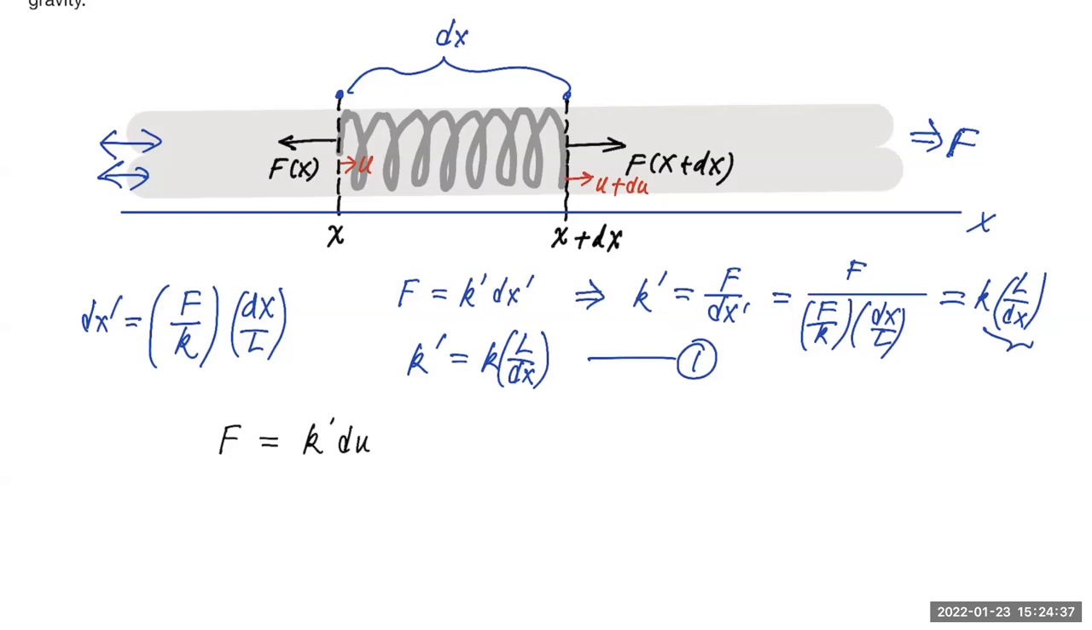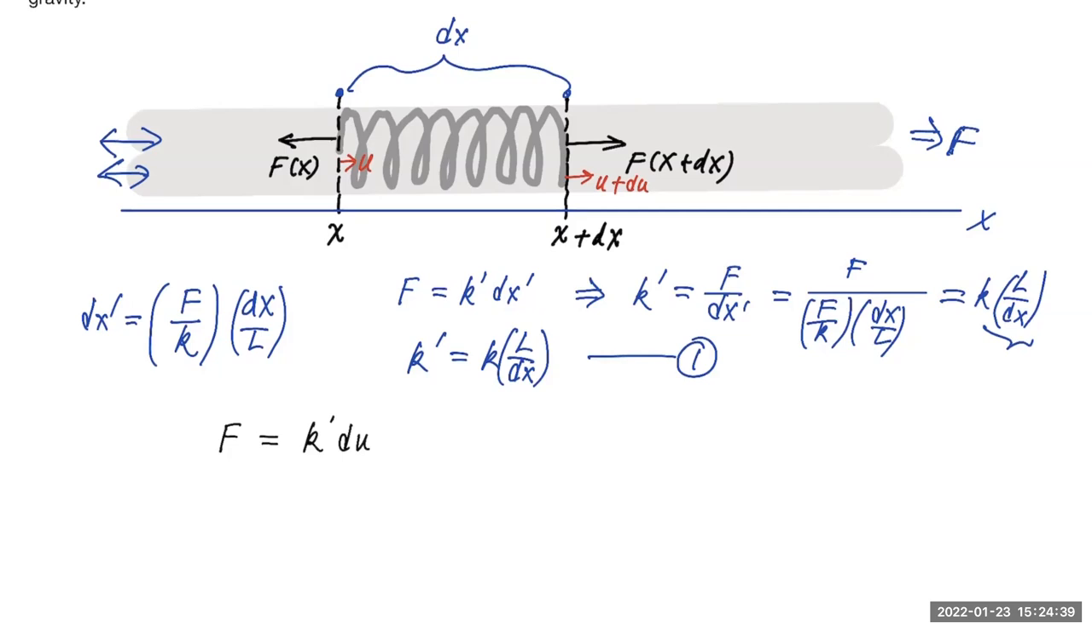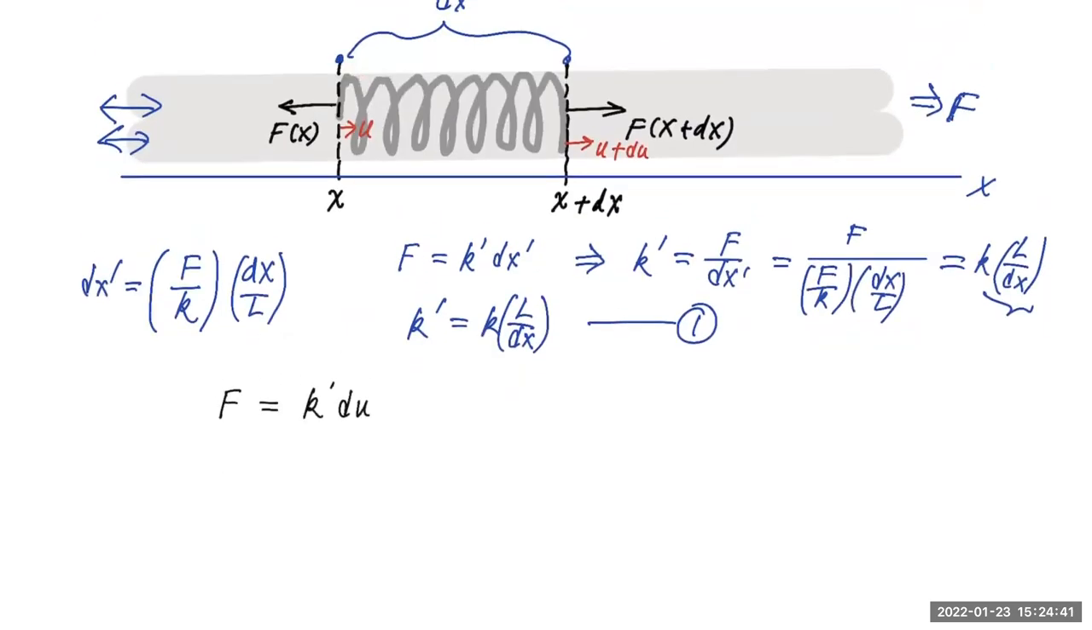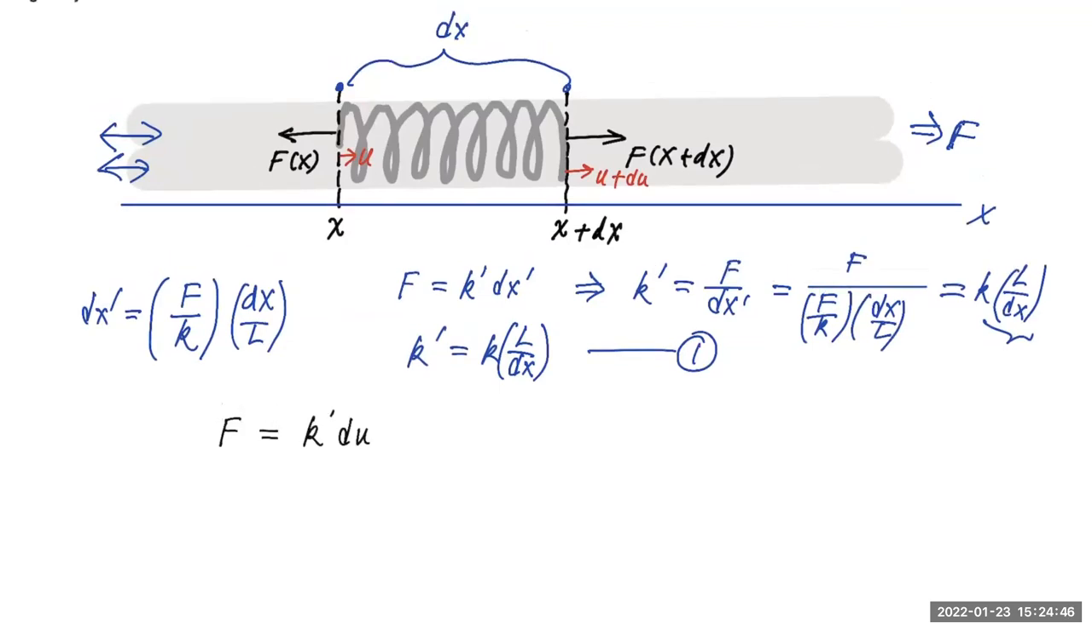I'm just applying Hooke's law to this little, much shorter spring. The force applied is F, right? I want to know what that F is. Well, you can find that F if you know the spring constant, which is K prime, and you know how much this segment of spring gets longer, which is du. So this is just an application of Hooke's law to this little segment, not for the entire spring, but only for this little segment. So that is K L over dx times du, which I can also rewrite as K L partial u over partial x.